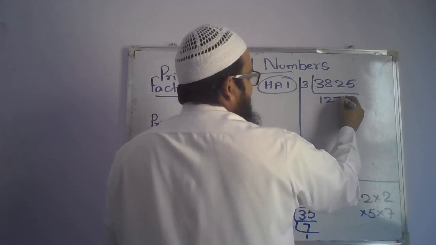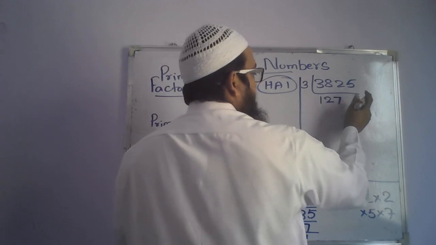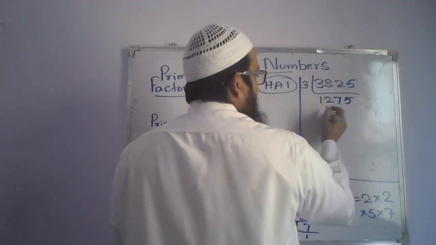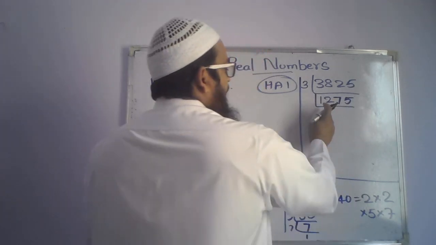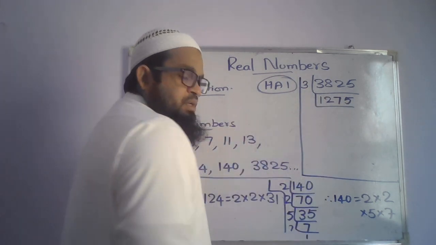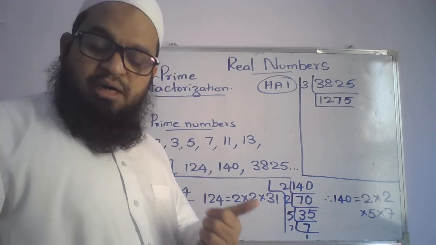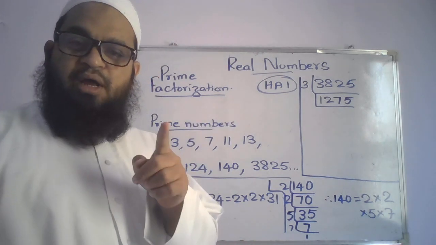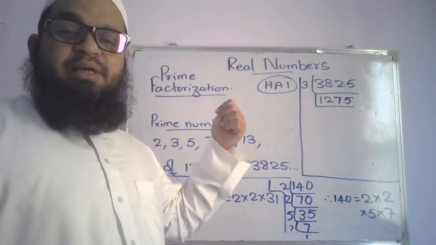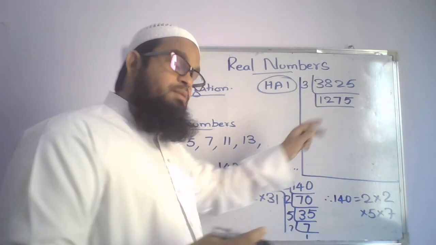22 में 3 sevens. 3 sevens are 21. 1 remainder. 1 and 5 15. So 3 fives are 15. Chalo, now let us check. 1 plus 2 3, 3 plus 7 10, 10 plus 5 15. So yeah, 15 is also divisible. अगर 15 समझ में नहीं आ रहा सर, 1 plus 5 6, 6 is also divisible by 3. So therefore 1275 is also divisible by 3.